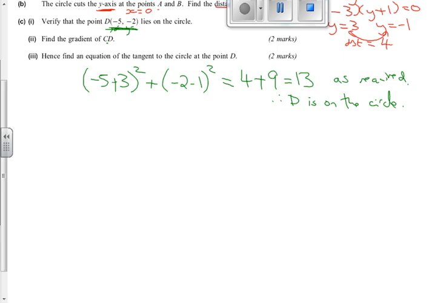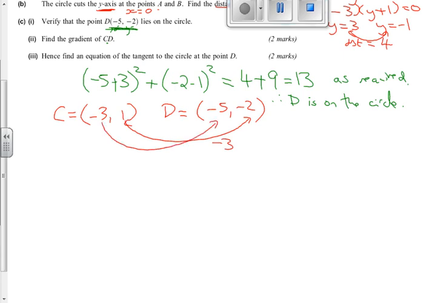We've got to find out the gradient now. The gradient between point C, which we were given earlier, which was minus 3, 1, and D we've just been given, is minus 5, minus 2. Well, the change in y from there to there is minus 3. And the change in x from there to there is minus 2. So our gradient is minus 3 over minus 2, or 3 over 2.